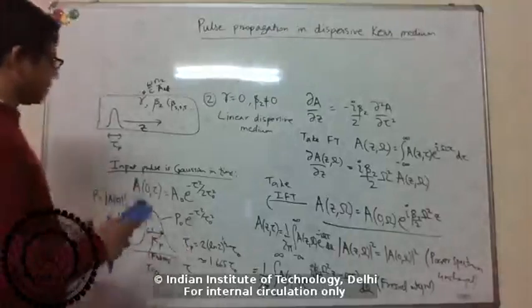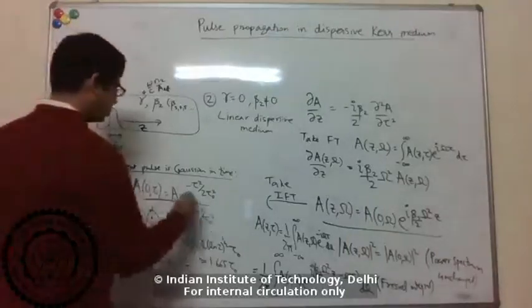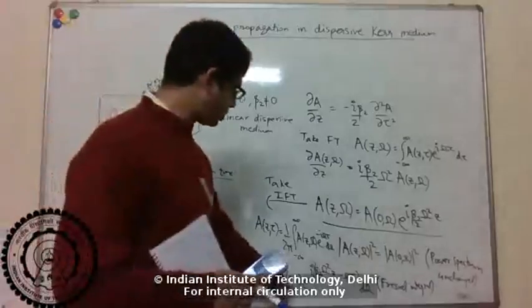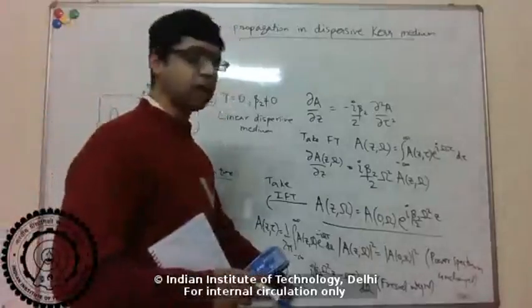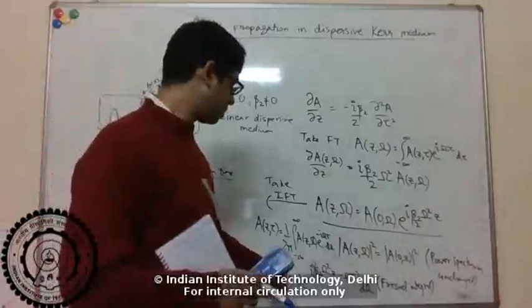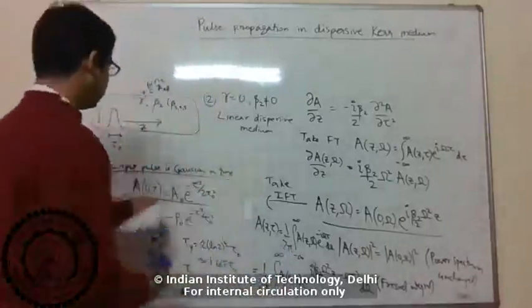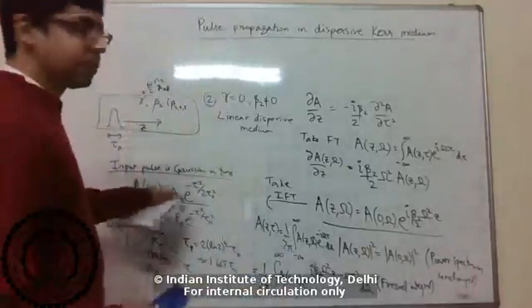So if we have such a pulse in time, then first we need to find what is the spectrum A0 of omega, the input pulse frequency spectrum. So we need to take a Fourier transform of this input pulse in time.